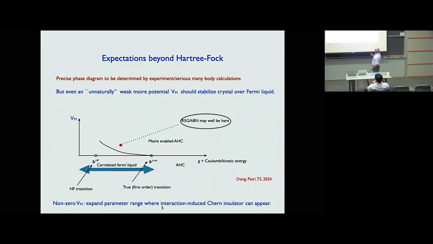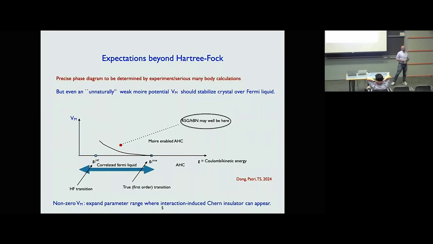So we expect that as you tune the ratio of Coulomb to kinetic energies, if the Coulomb energy dominates, maybe the Hartree-Fock story is right, and you get this anomalous Hall crystal. This is in the absence of the Moiré. And if the kinetic energy dominates, you get a Fermi liquid, and Hartree-Fock gives you this Hall crystal solution over a wide range of this ratio.